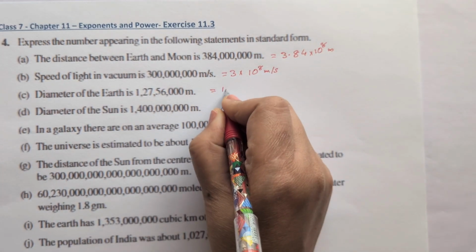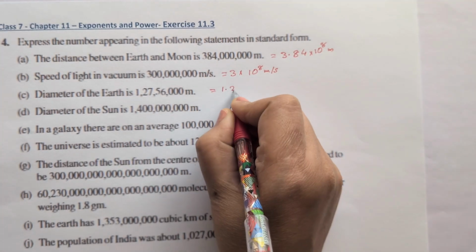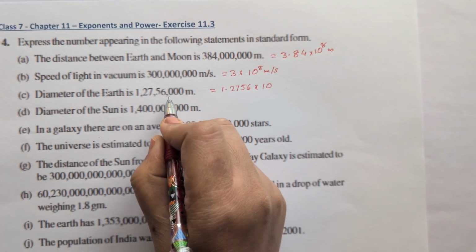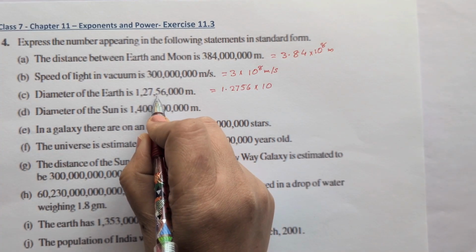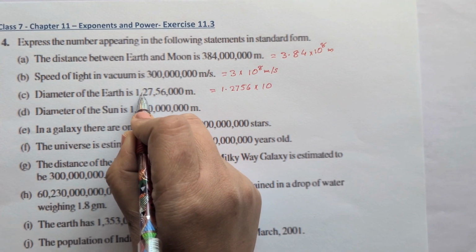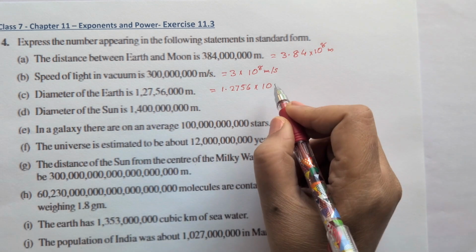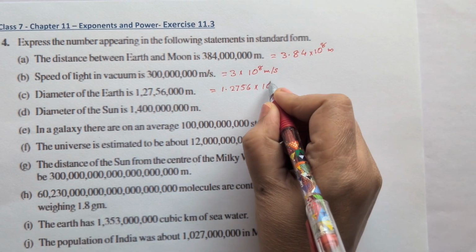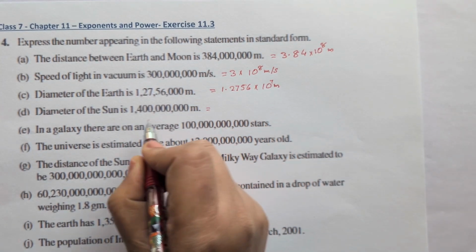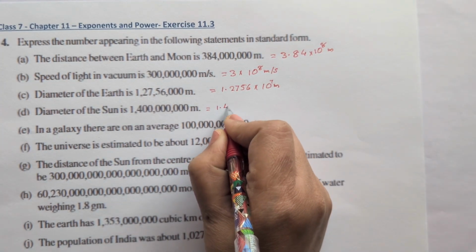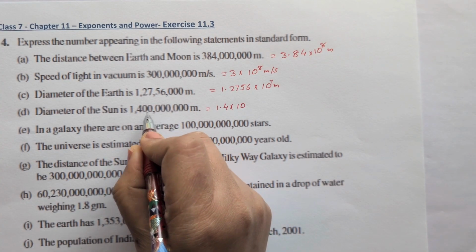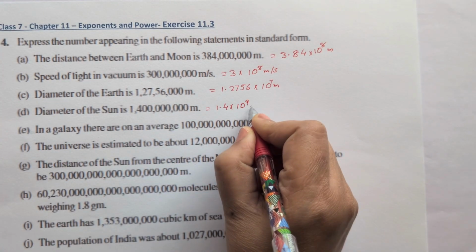Here 1.2756 into 10 raised to, here 3, 3 plus 2, 5, 5 plus 2, 7. So here the decimal point, 10 raised to 7 meter. Here 1.4 into 10 raised to 3, 6, 9. 10 raised to 9 meter.